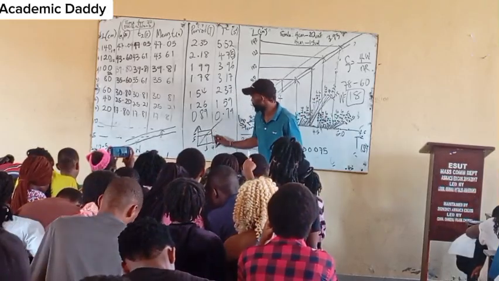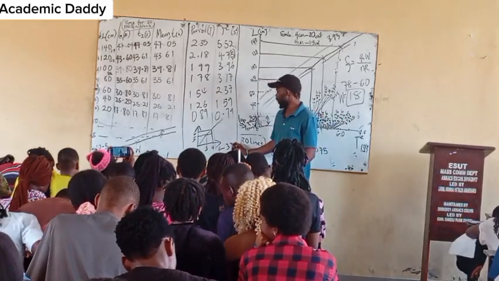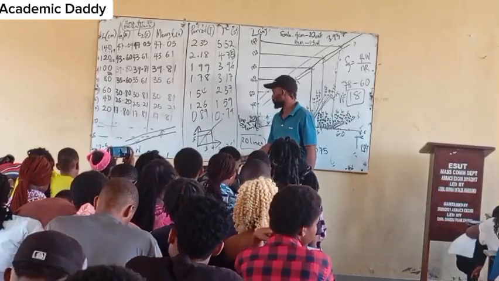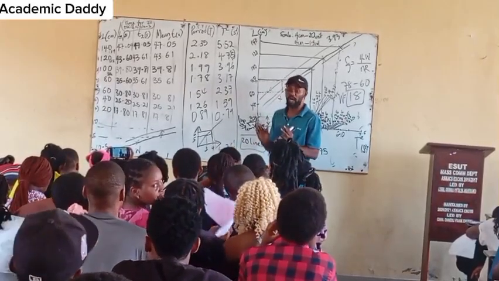Now notice that if this is 4, 4 minus 10 will give me what? 1, right? Now 6 minus 5 will give me what? 1, right? And 1 divided by 1 is 1.